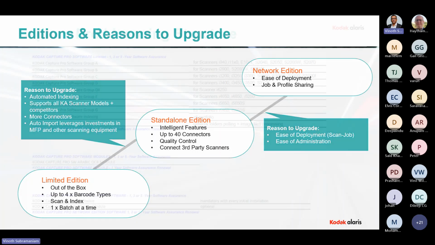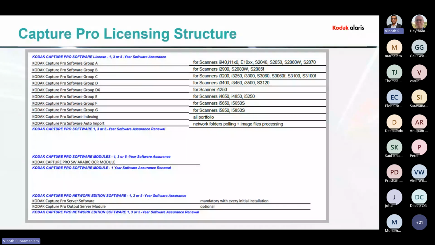Then when we talk about Capture Pro, the license is completely different. It's based on the group and based on the scanner speed. If the scanner speed is less than 70 and down, then that will fall in group A, and group B, group C are based on the scanner speed. So we have up to group G. Group G is the production scanner 5850 and 5850S with the sort option. We have all the details on our website.